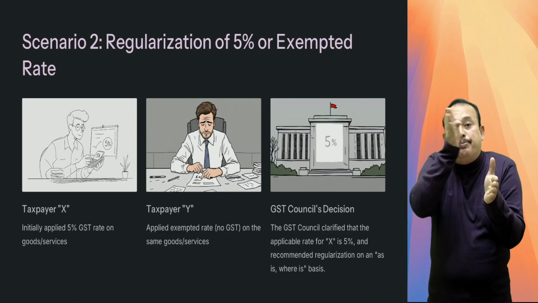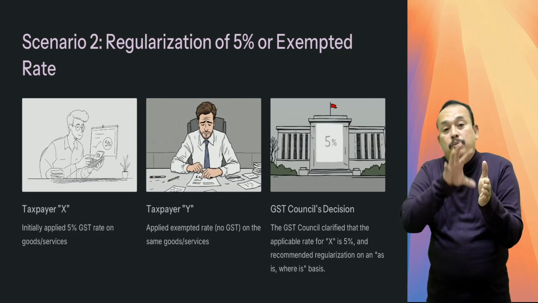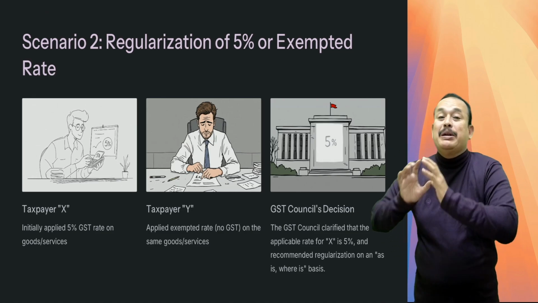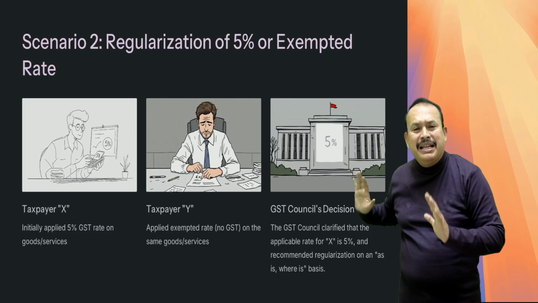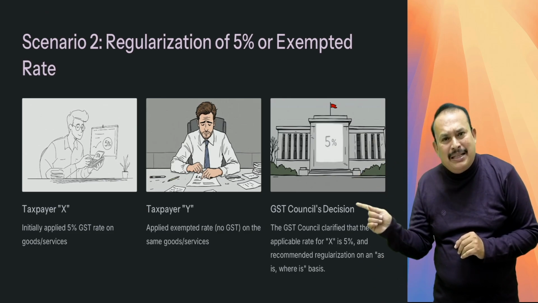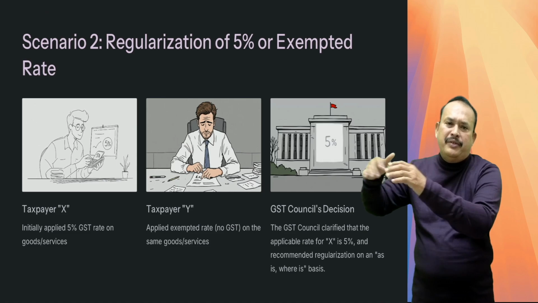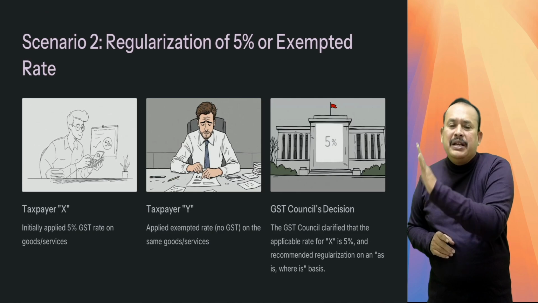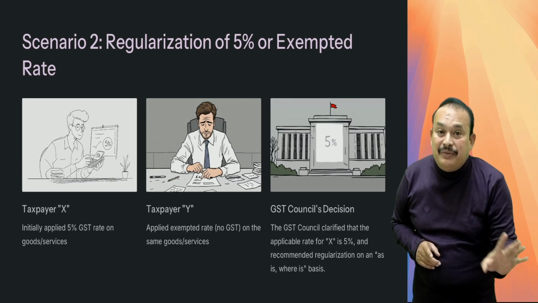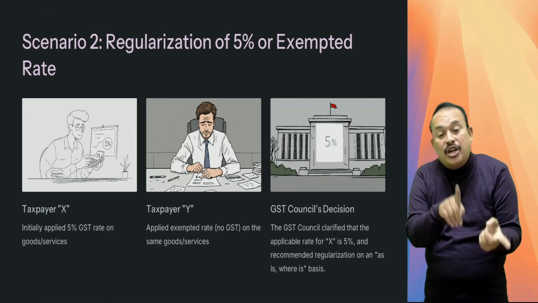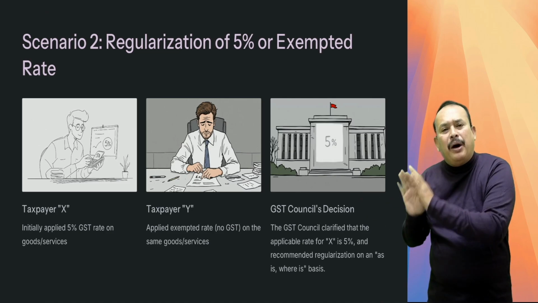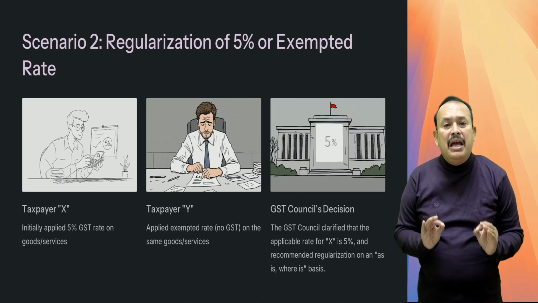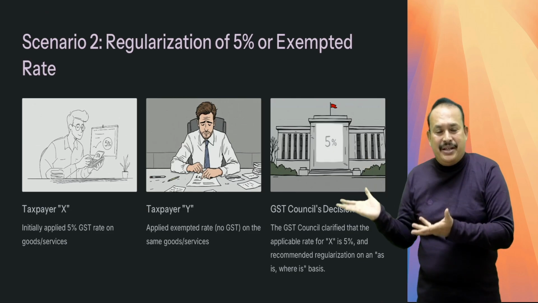What about the past period transactions, prior to the date of this clarification? All those past period transactions will be treated on an as-is-where-is basis. Meaning what? Taxpayer X paid the 5% tax shown in the return, the full amount of tax. Taxpayer Y claimed the exemption as if he paid the full amount of tax. Department officers should not issue any notice to Mr. Y, because the past period transactions have been decided on an as-is-where-is basis, which is the meaning of it.